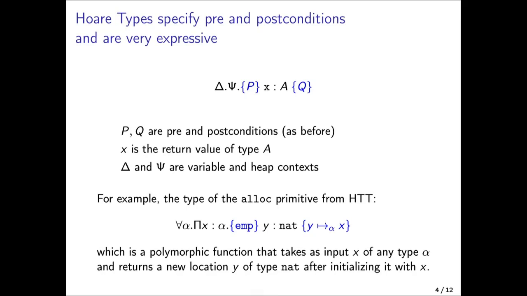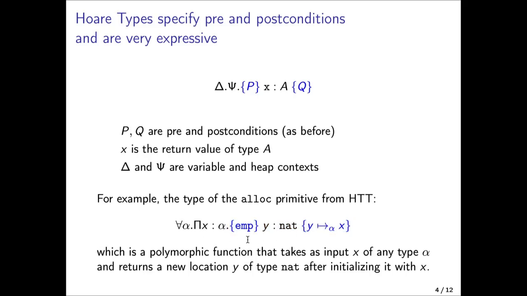Here's an example to show the expressive power of Hoare types. We are showing the alloc primitive from classical HTT, or Hoare type theory. We see that it works on all types alpha. That means it is polymorphic. It takes x as input of that type alpha, and we say that this is a pi binder, which means it is a dependent type. And anything here can depend on this value x of type alpha.